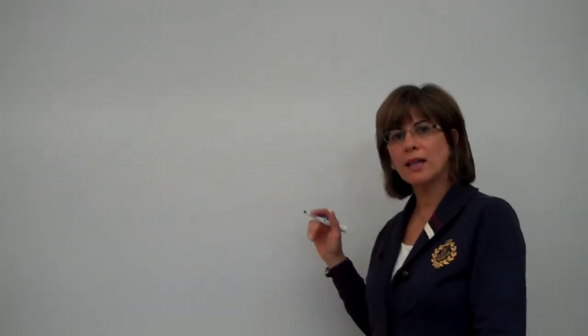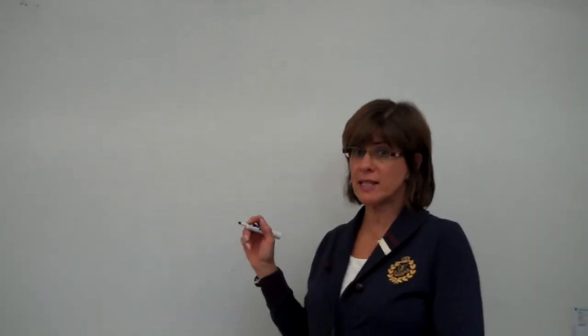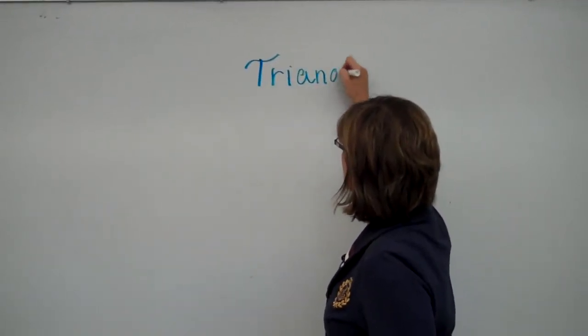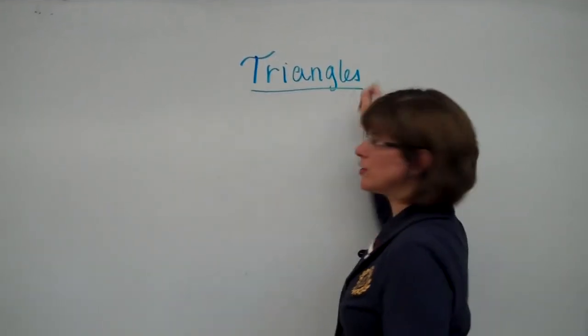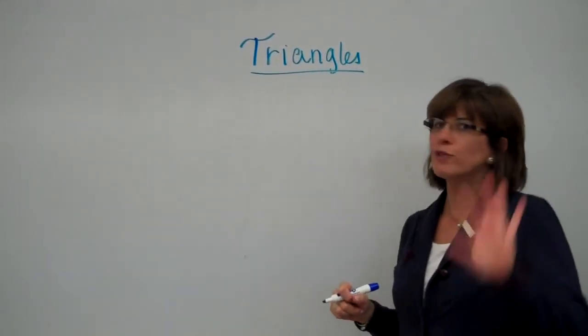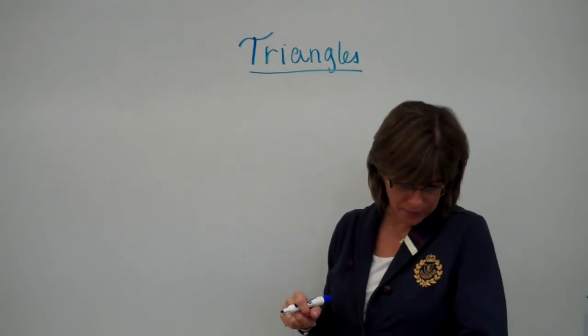Right, so we've been talking about polygons. Today we're going to talk very deeply about one type of polygon called a triangle. You know all about triangles. You learn them in 5th grade, you learn them in 6th grade, and you're reviewing them really in 7th grade.